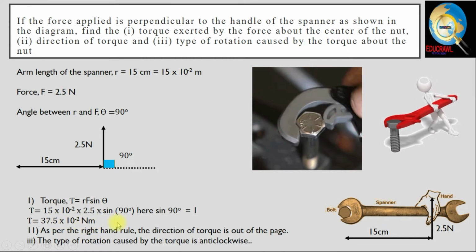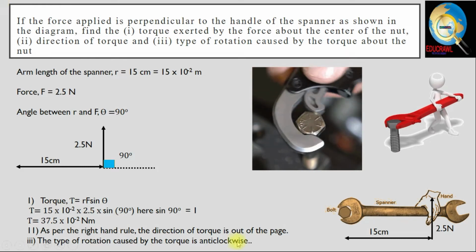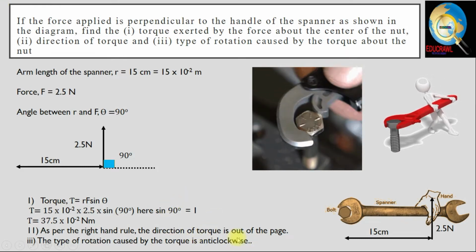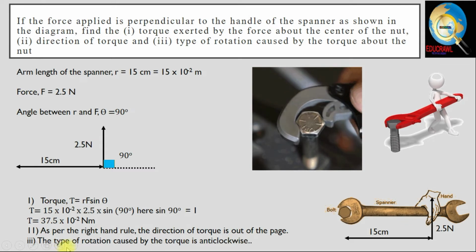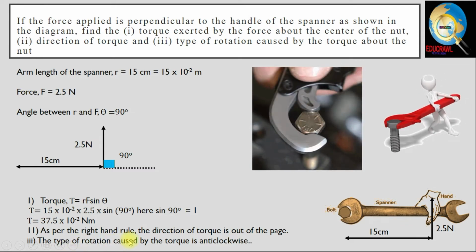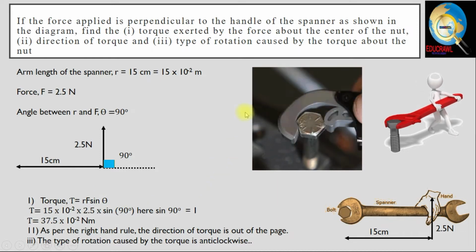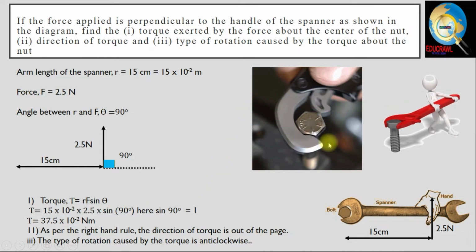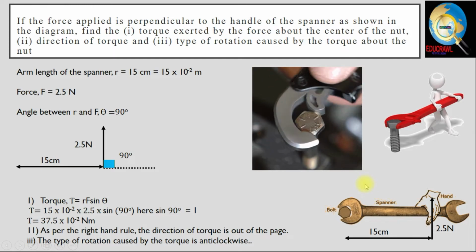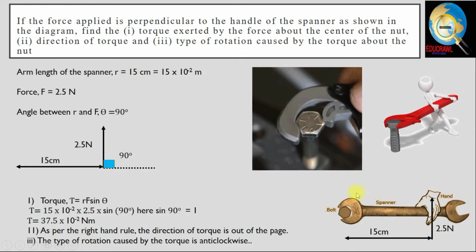To find the direction of torque, we apply the right hand rule. According to this rule, the direction of torque is out of the page and the type of rotation is anti-clockwise. If you see the diagram itself, you can understand the type of rotation is anti-clockwise.